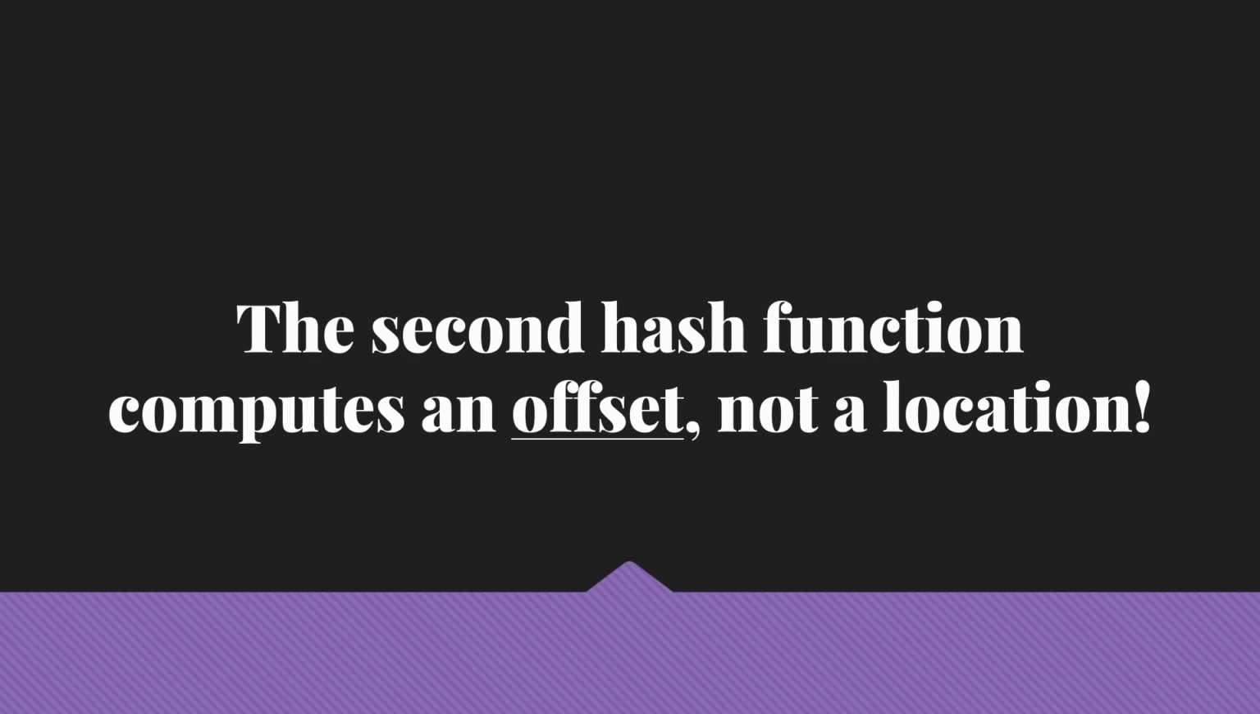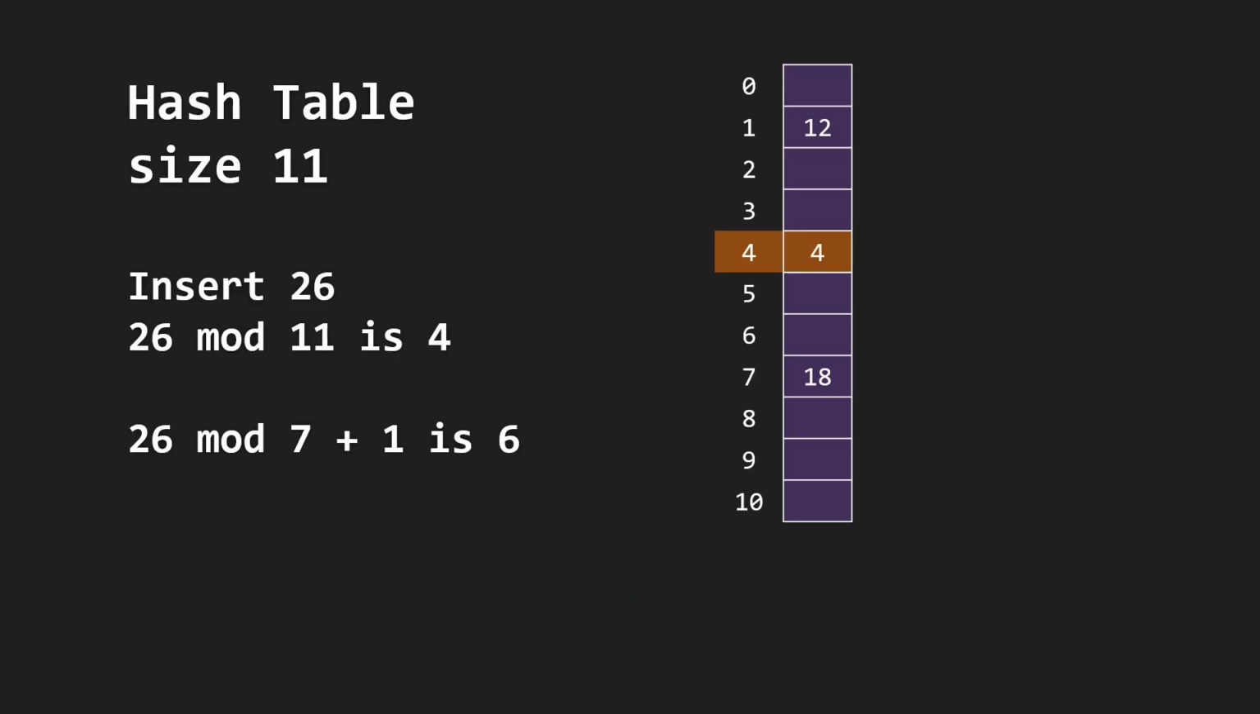The second hash function computes an offset, not a location. So we're not coming up with something where we have 2 different places to go. We're coming up with, okay, this was the starting location. Now, here's how we find locations until we find one that is open or the one that holds the value if we're searching. So let's see what this looks like.